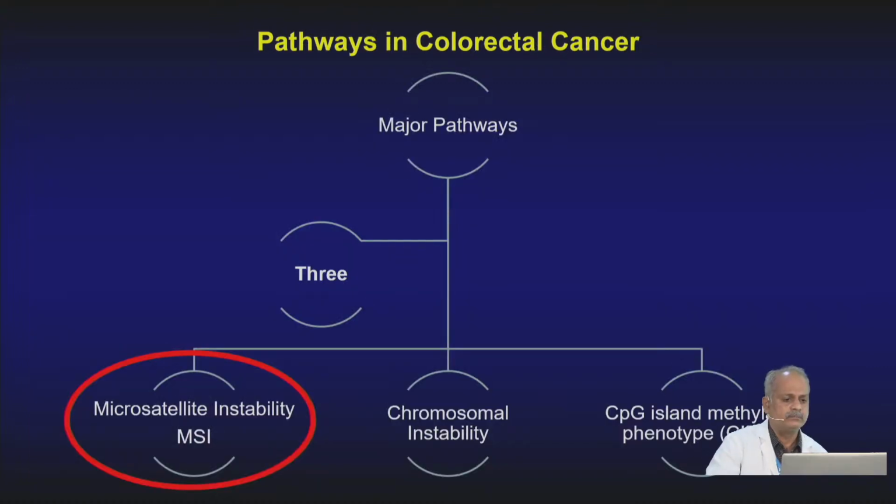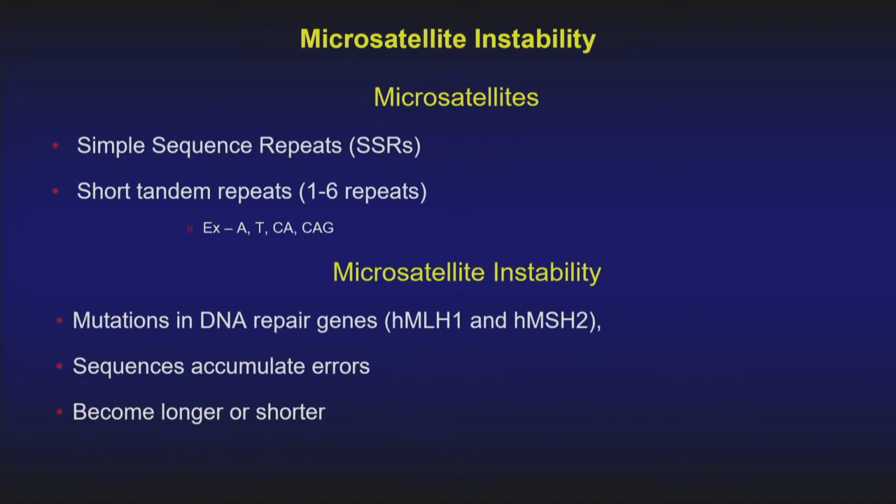Now, literature suggests that there are three major pathways for the pathogenesis of colorectal cancer. They are microsatellite instability, chromosomal instability, and CpG island methylator phenotype. Let's now look at microsatellite instability. Microsatellites are simple sequence repeats or short tandem repeats of 1 to 6 nucleotides in the human genome. For example, A, T, CA or the CAG repeats are repeated multiple times in the human genome, although at a fixed number.